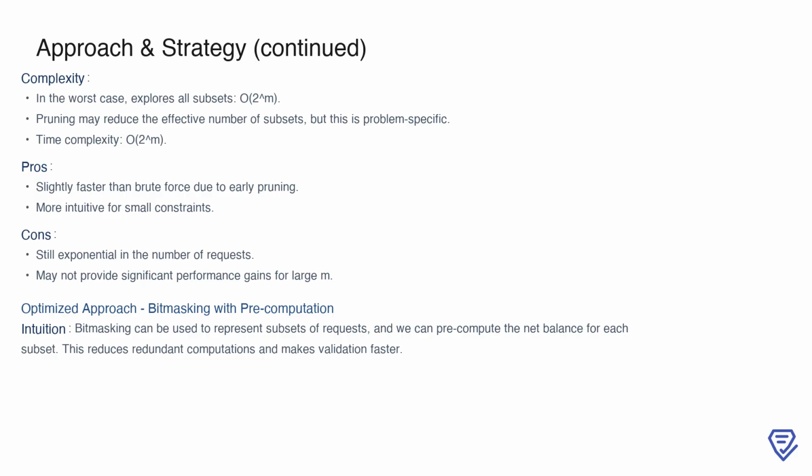That said, backtracking still struggles with scaling. For larger values of m, the exponential nature of the problem remains a bottleneck, and the performance gains may not be sufficient. To further optimize the solution, we can turn to a bit masking approach combined with pre-computation. This method focuses on reducing redundant calculations, making it more efficient for smaller constraints.